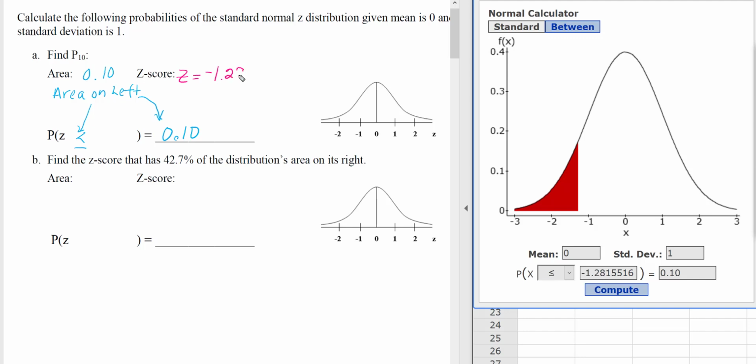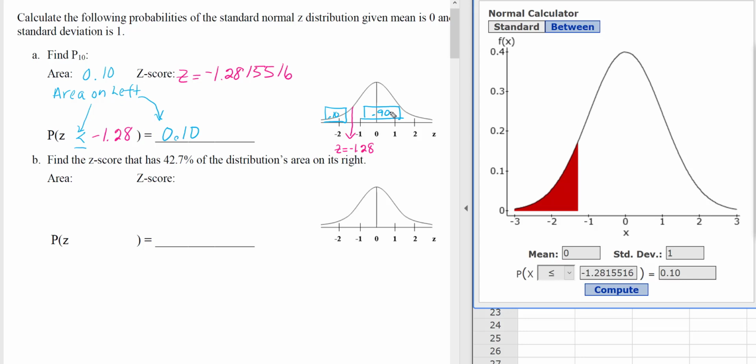Z equals negative 1.28155516. You can see that was negative 1.28 here, and that became our z-score. Filling in our diagram, our z-score is negative 1.28, so z equals negative 1.28. The area on the left then is 10% or 0.10. The area on the right is then 90% or 0.90. I like to label both of them in this case. So with this type of problem, we're starting out with the area and we're trying to find our z-score.